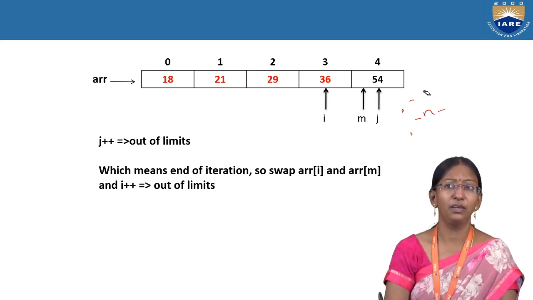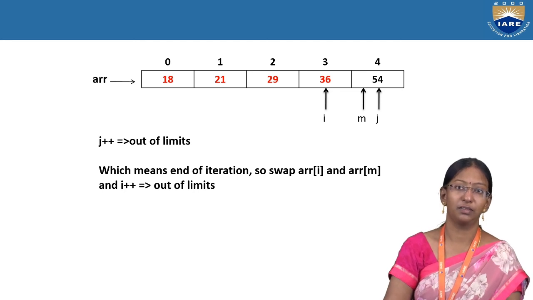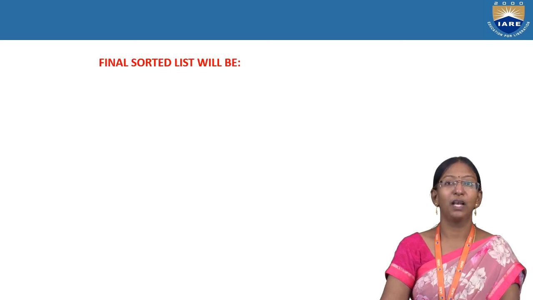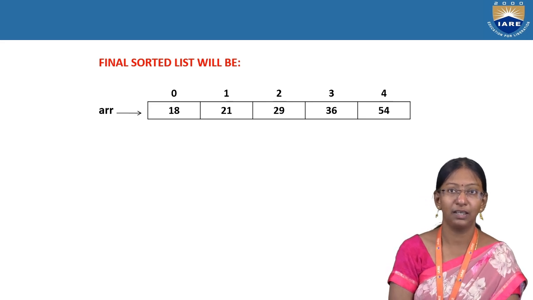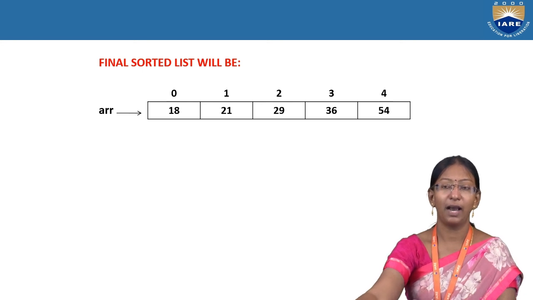Here you can see that the total number of elements is 5. 5 minus 2 is 3. So I is at 3, and once you increment it, it goes out of limits, right? So this means the end of the logic. The final sorted list will be the one which we have in our hands, which is 18, 21, 29, 36 and 54. This is the final sorted list of this sorting technique.